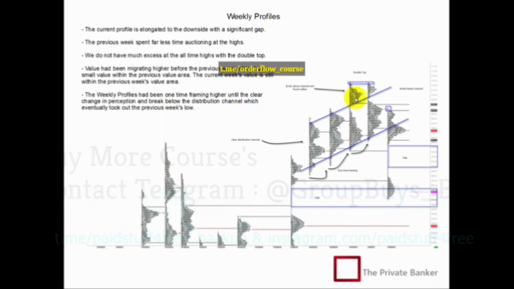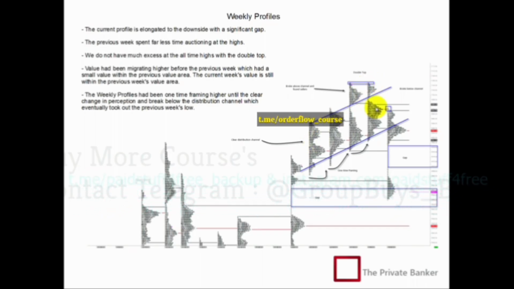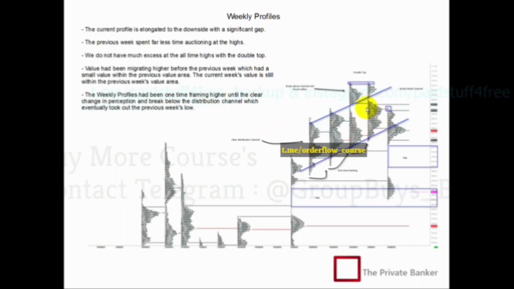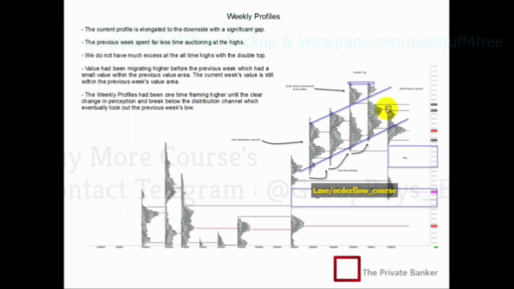The next week opens in the same range and actually does find sellers. So buyers just weren't interested in these higher prices above the channel, and the market comes back into the channel. So we kind of just balance back in our previous channel here, and finally the next week we test our previous week's point of control and find rejection there and test the bottom of the channel, and what happens? We break below it.